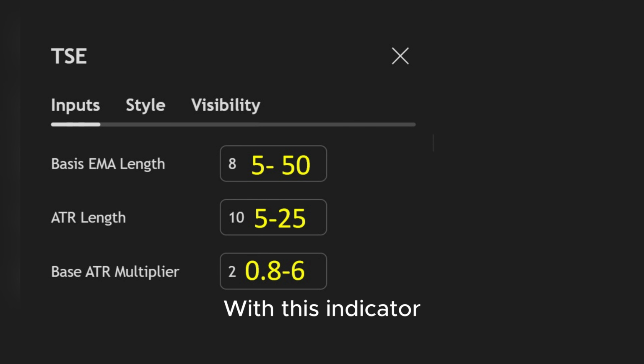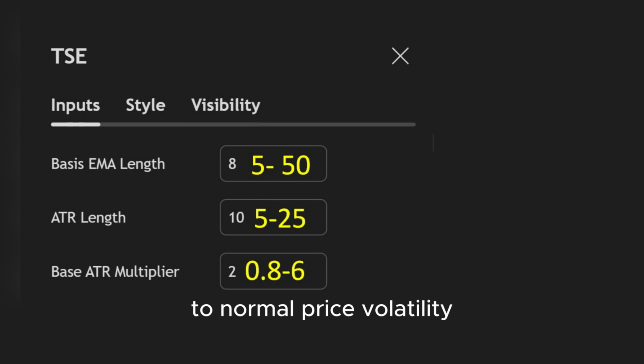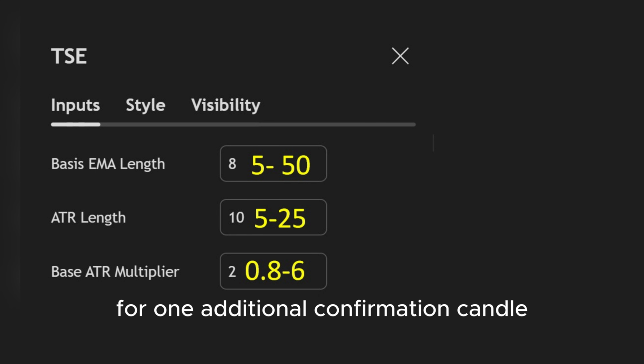With this indicator, signals are filtered and false signals are minimized, and signals on already closed candles are never removed. The indicator does not repaint. Only on the current, still forming candle can there be minor changes until the candle closes, which are related to normal price volatility. The code is clean, and always remember to wait for one additional confirmation candle.